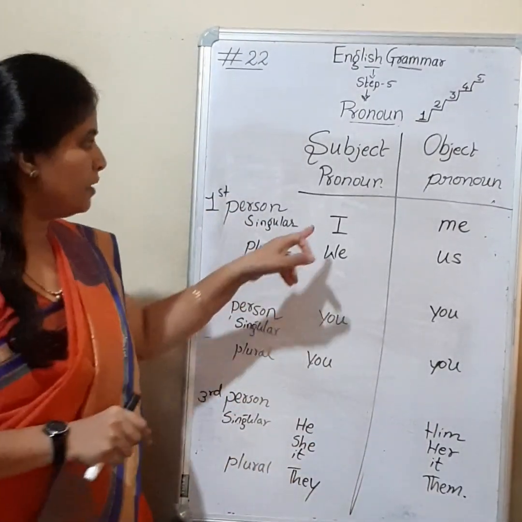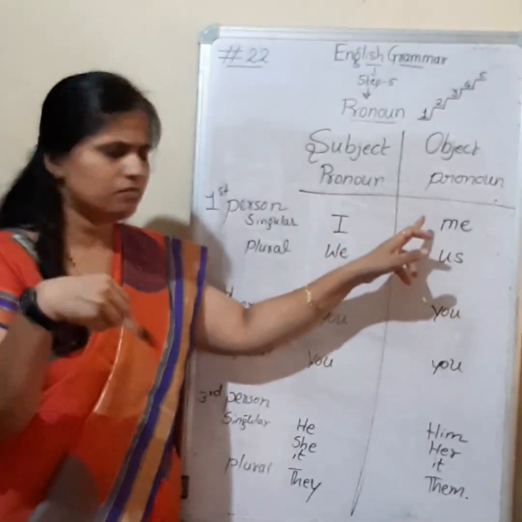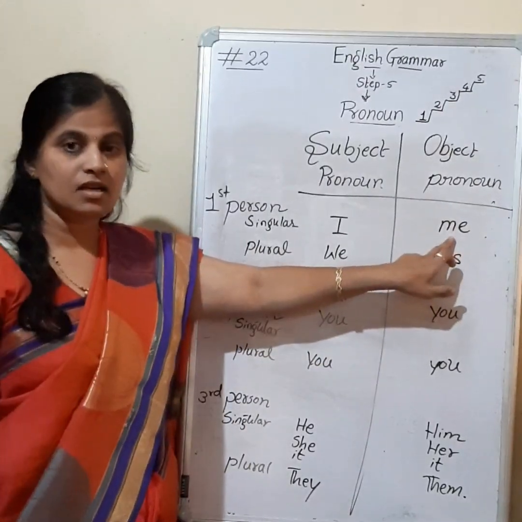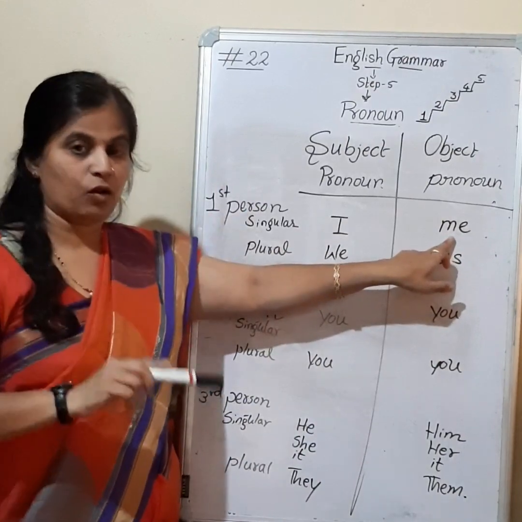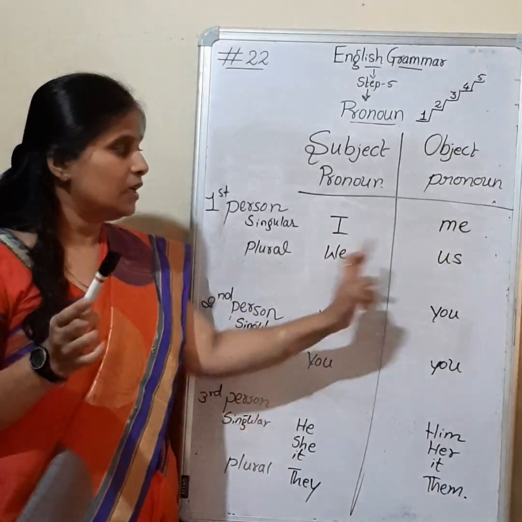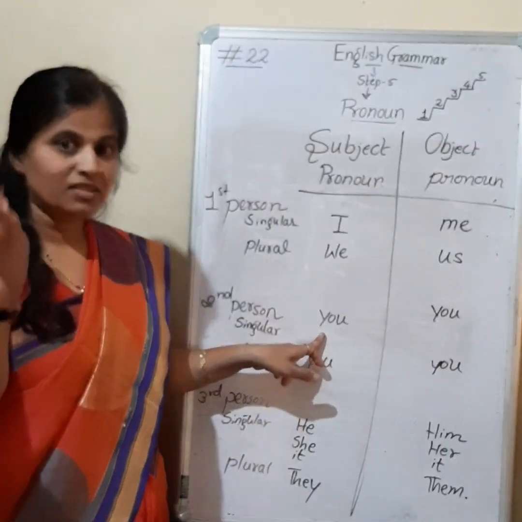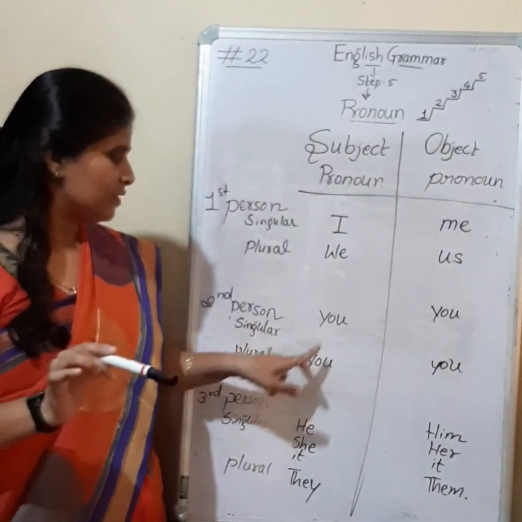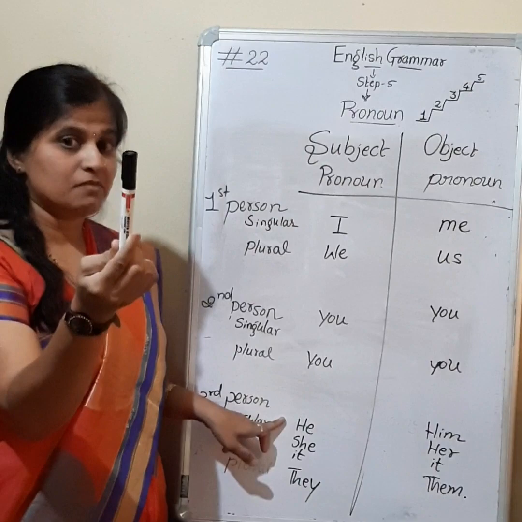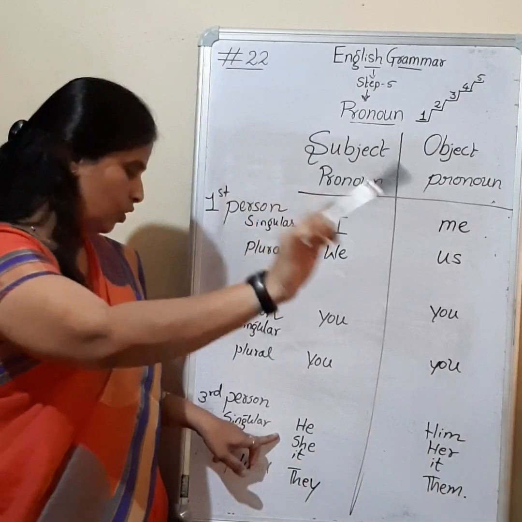Let me give one example. I brought this marker for me. I am talking about myself, right? So I brought this marker for me. I is a subject pronoun, me is an object pronoun, meaning the work is done for the person, myself, right? So we brought this marker for us. You brought this marker for you. He brought this marker for him. She brought this marker for her.